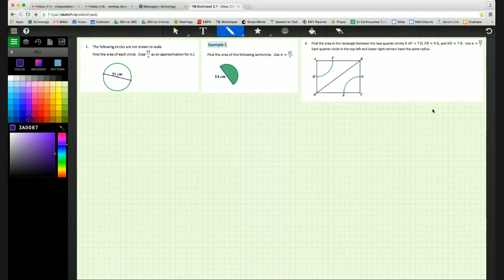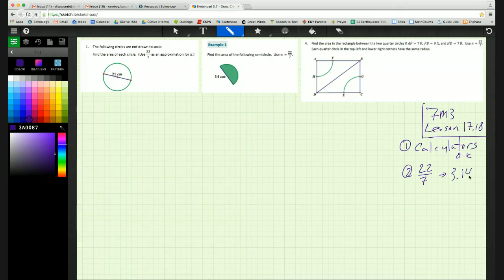So again, 7M3 lesson 17, 18, and we're talking about areas of circles. The first thing I want to say is we can use calculators. That's point number 1. Point number 2, we're not going to use 22/7. Instead, we're going to use 3.14, which are both just approximations of pi.